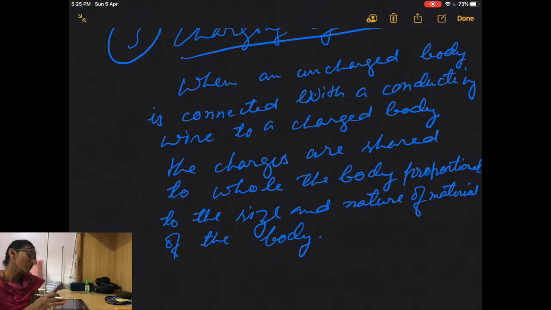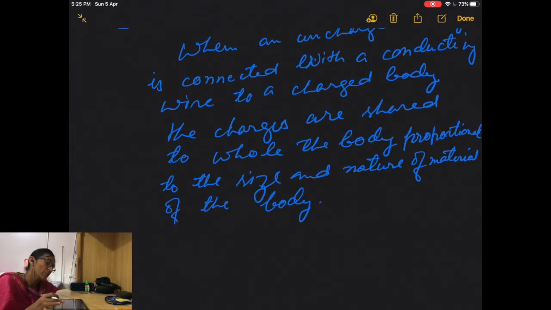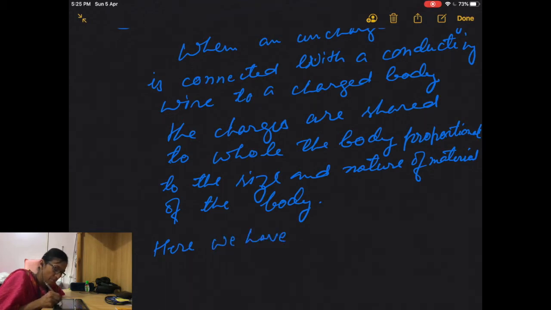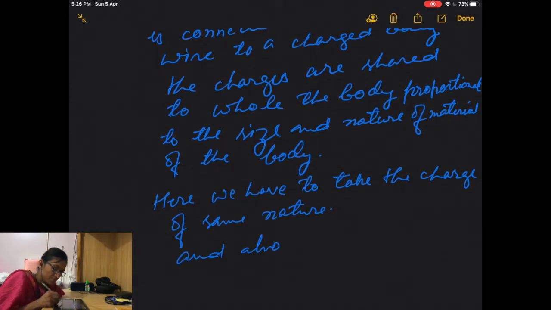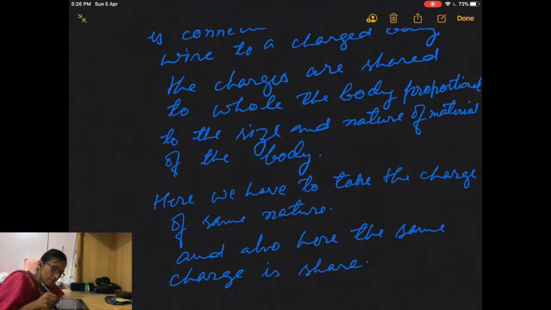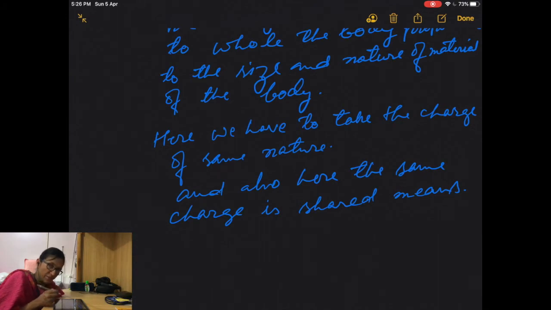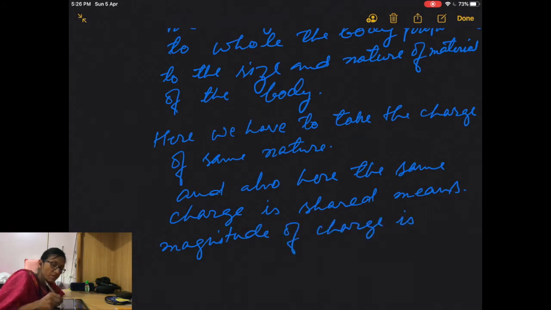Okay. So here what we saw is that for charging we have to take charges of the same nature, and also here the same charge is shared, which means the magnitude of charge is reduced.